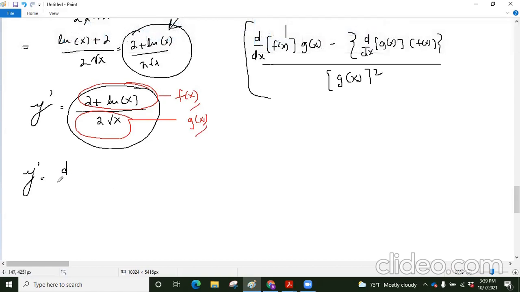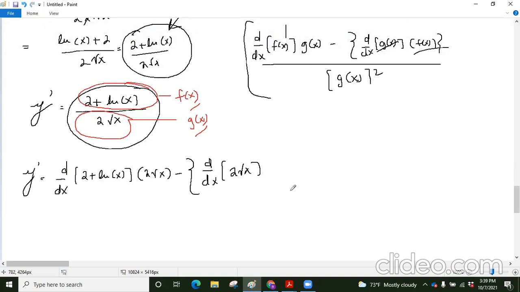So you're essentially doing the derivative d over dx of 2 plus ln of x, and then you're multiplying that by 2 under root x, then you're subtracting that from the derivative, as we said, of g of x. So g of x is what? It's 2 under root x, right? And then we multiply that by f of x. What is f of x? Well, it's 2 plus ln of x.